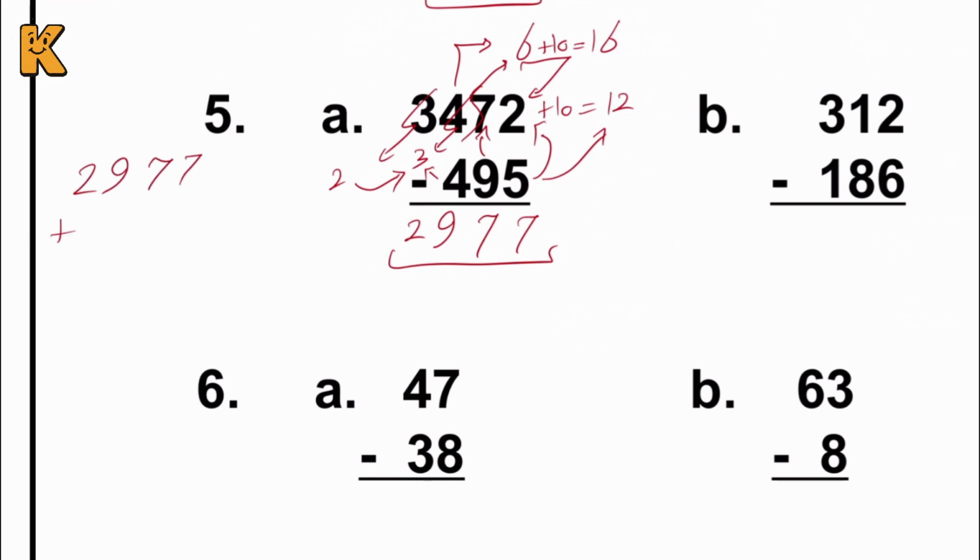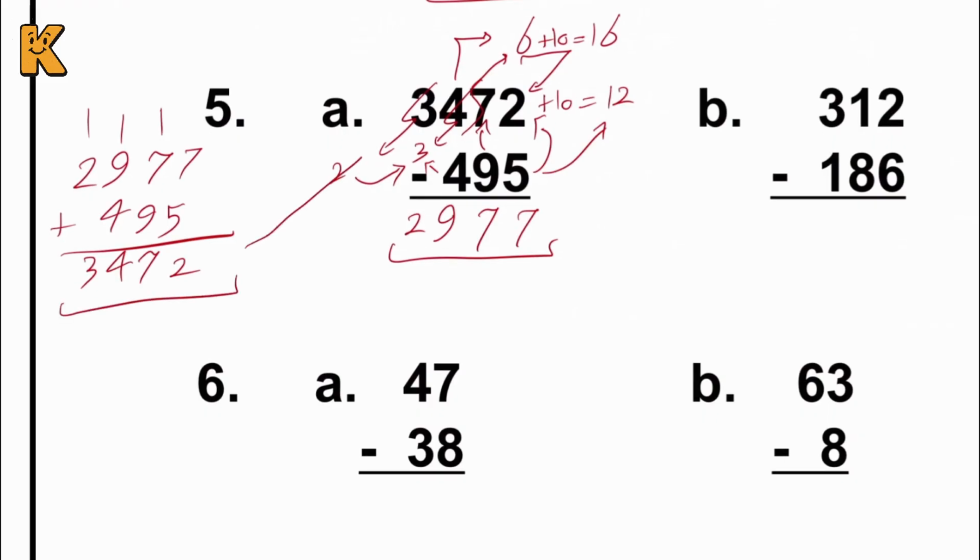2,977 plus 495. 5 plus 7 is 12. 9 plus 7 plus 1 is going to be 17. 9 plus 4 plus 1 is equal to 14, and I do have this number. As you can see, this number and this number are the same, so we are right.